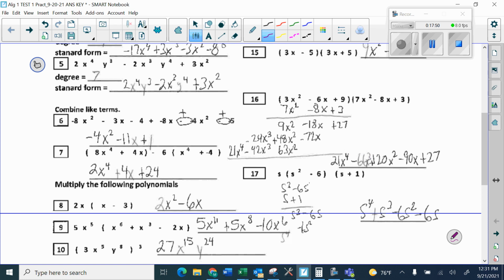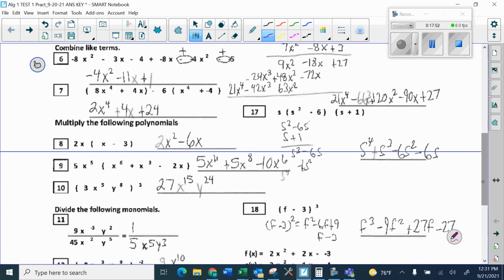All right, 17, another one. Except I have three terms. I'm multiplying s times the quantity s squared minus 6 times s plus 1. Multiplication is commutative, so that means 2 times 3 times 4 is the same thing as 4 times 2 times 3. So I can multiply in any order I want. That's the commutative property of multiplication.